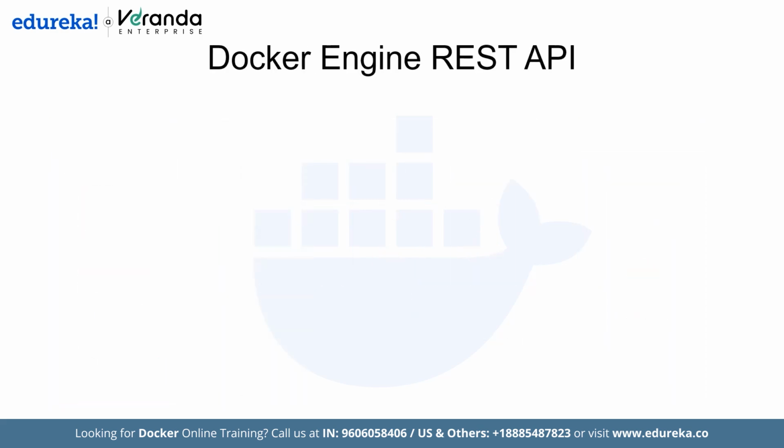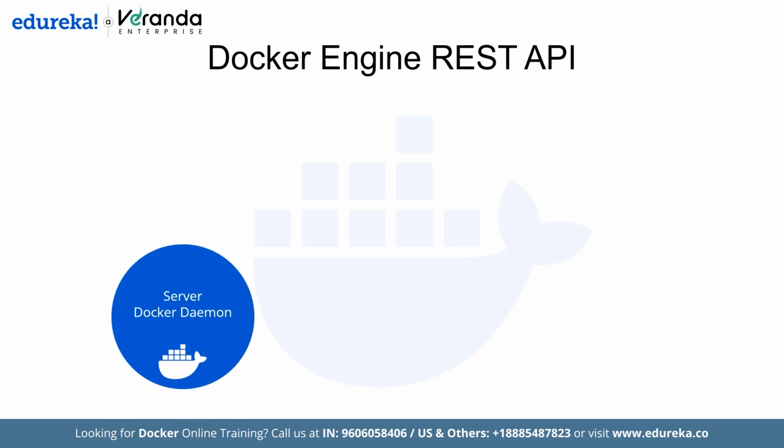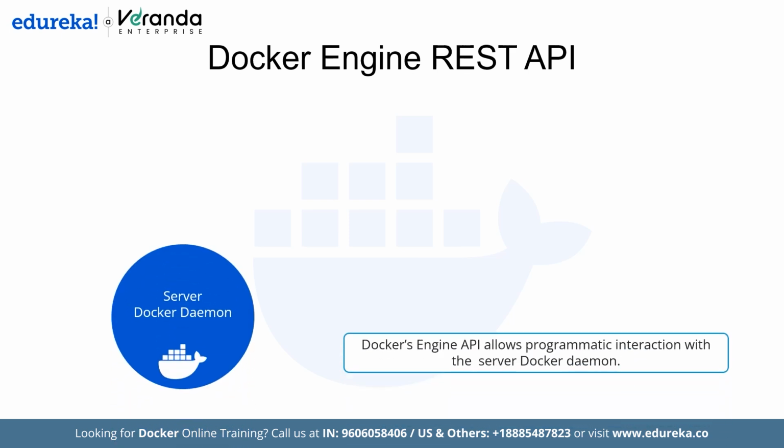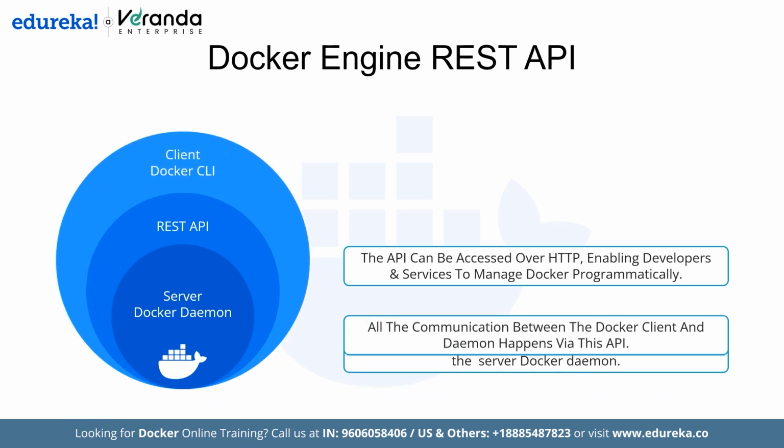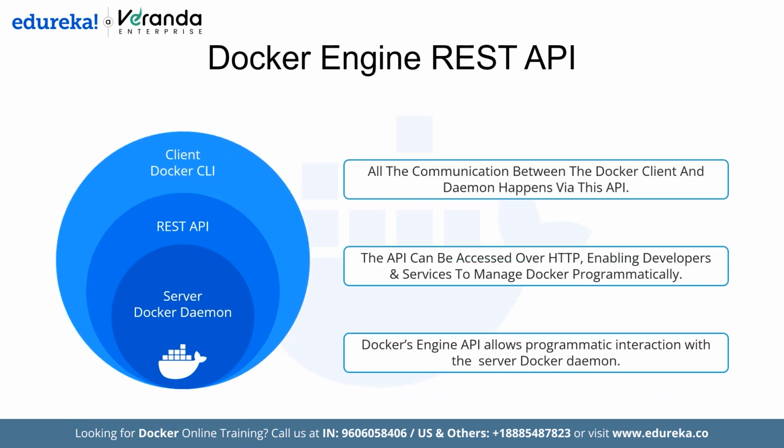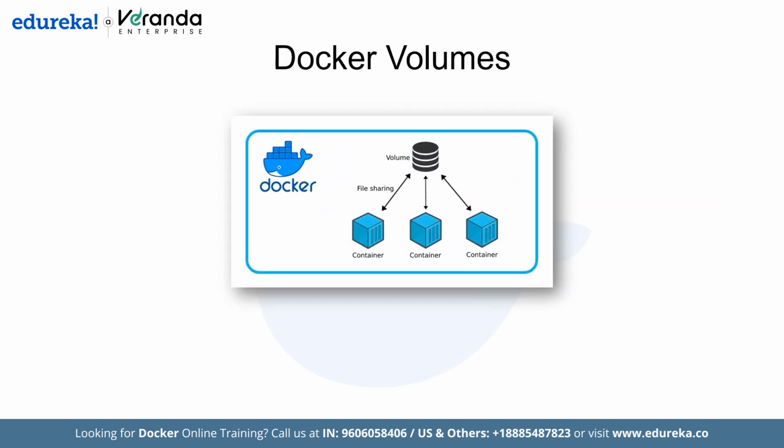Moving on to the Docker Engine REST API. Docker's Engine API allows programmatic interaction with the server Docker daemon. The API can be accessed over HTTP, enabling developers and servers to manage Docker programmatically. All the communication between the Docker client and the daemon happens via the API. The key role of the Docker Engine REST API is that it enables automation and remote management of Docker through the REST interface.